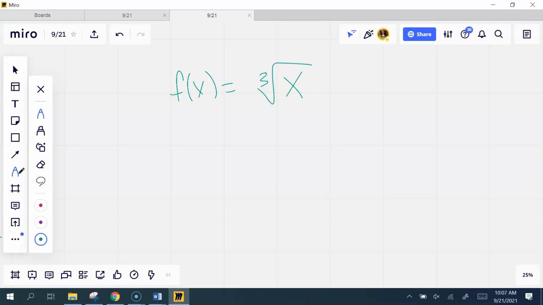Constant of variation? 1. What's the power? 1/3. Direct or inverse? Direct. Why is it direct? Positive exponent. Last one. Constant of variation. Direct or inverse? Inverse.